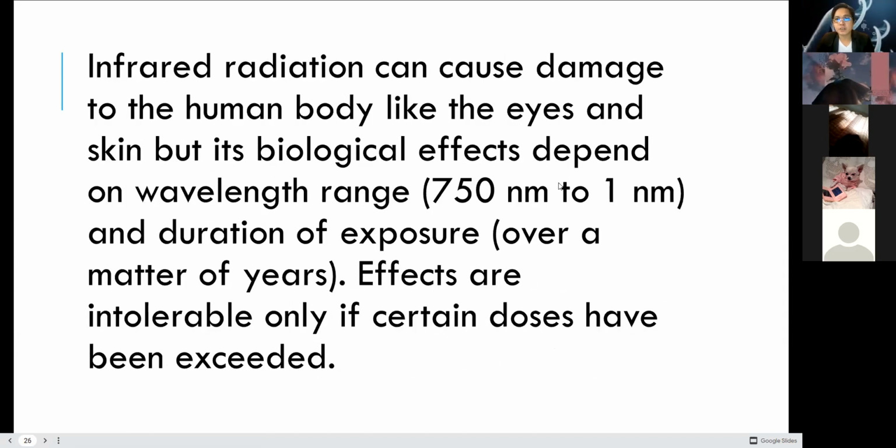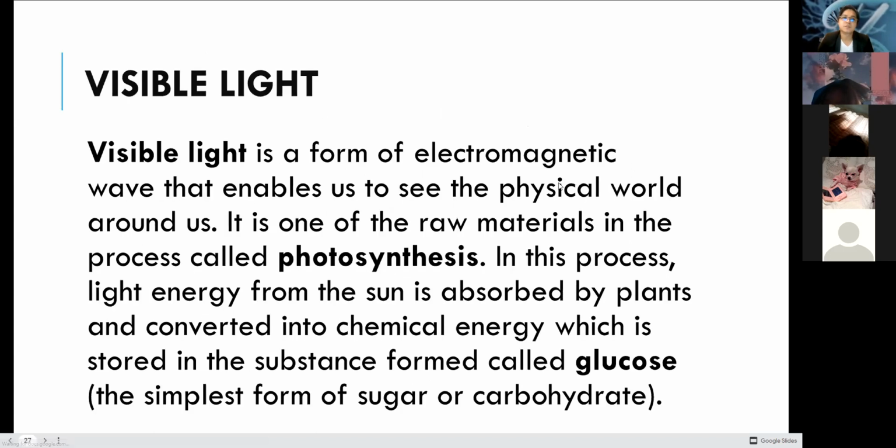Infrared radiation can cause damage to the human body like eyes and skin, but its biological effect depends on the wavelength range between 750 nanometers to 1 nanometer and duration of exposure over a matter of years. Effects are intolerable only if certain doses have been exceeded.